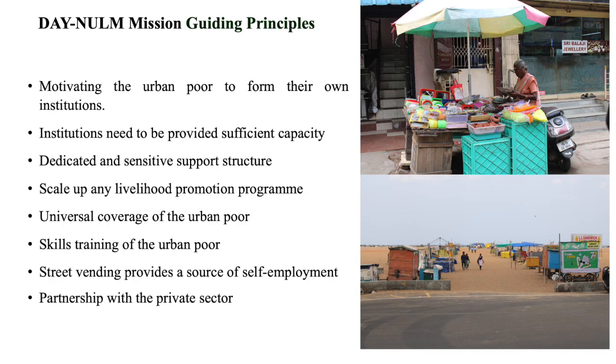The first step in this process is motivating the urban poor to form their own institutions, and they and their institutions need to be provided sufficient capacity so that they can manage the external environment, access finance, expand their skills and enterprise, etc. And this requires continuous and carefully designed hand-holding support. So an external and dedicated sensitive support structure from the national level to the city and community level is required to induce social mobilization, institution building, and livelihood promotion. This mission believes that any livelihood promotion program can be scaled up in a time-bound manner only if driven by the poor and their institutions.